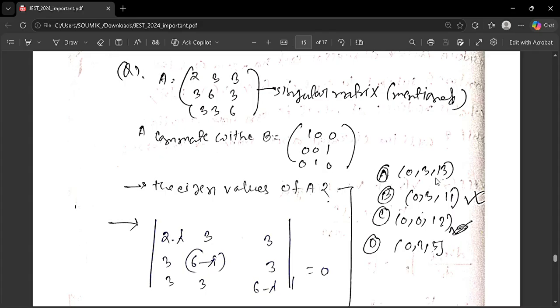No need to find the exact eigenvalues of matrix A, and no need to show the commutation relation with B or things like that. So you have to be careful and always scan the options first before doing any problem. This is my advice to you.